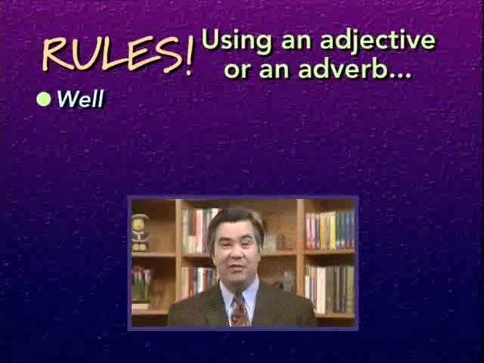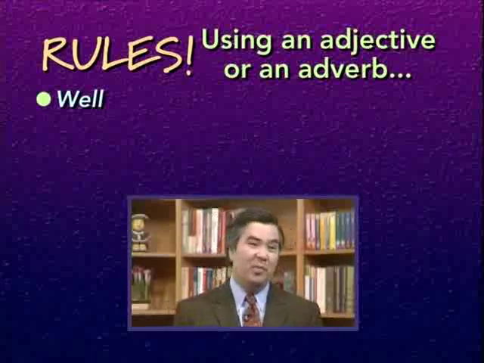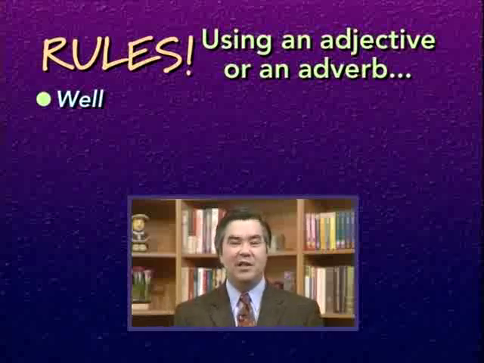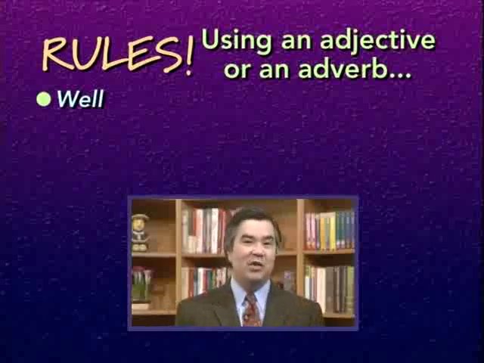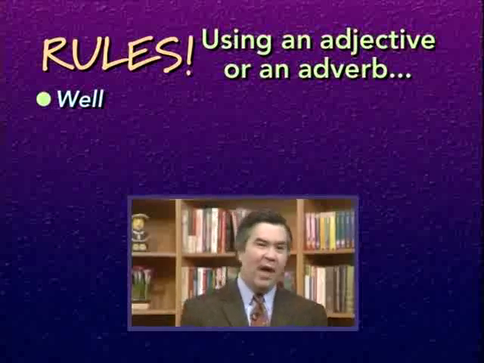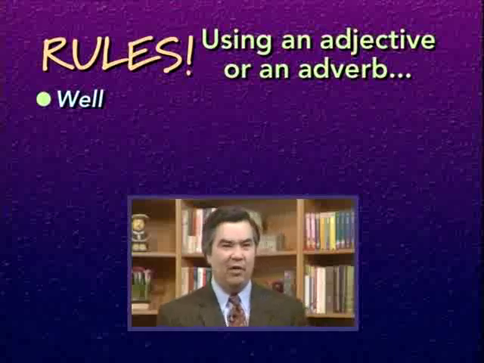A wishing well, for example. Well can also be used as an interjection. That's a word that's very loosely connected to the rest of the sentence. Sometimes you'll hear people begin a sentence with the word well. They'll say something like, well, I think it'll rain later on today.